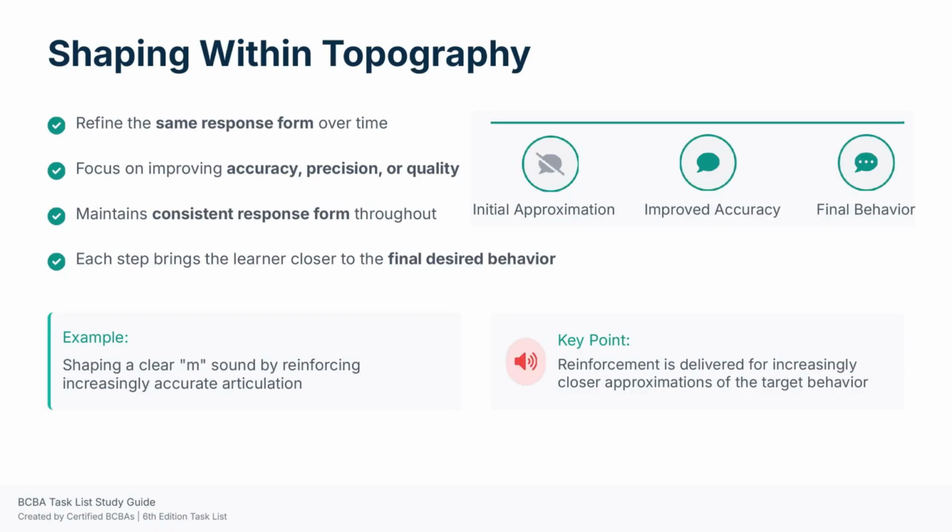Shaping within topography means the learner is still producing the same general kind of response, but the quality of that response improves over time. In other words, the topography stays mostly the same, while the response becomes more accurate, clear, or precise. A common example is speech articulation. A learner may already produce a rough version of a sound, and reinforcement is then used to strengthen increasingly accurate pronunciations. So the overall response form remains similar, but the quality of that form improves gradually. This type of shaping is useful when a learner already has a rough version of the target behavior.